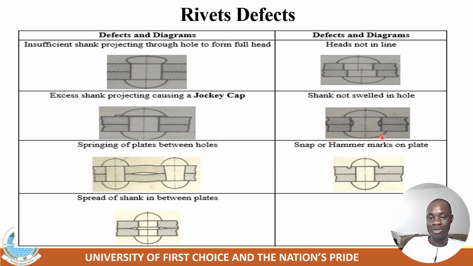What makes a jockey cap is the excess that remains here. Look at the inside of the metal here, there's a hollow here, referred to as shank not swept in hole. And this one is another rivet defect, the gap here, the springing of plate between the hole. Also, this is another rivet defect, referred to as snap and hammer mark on plate while riveting. And this is another rivet defect.